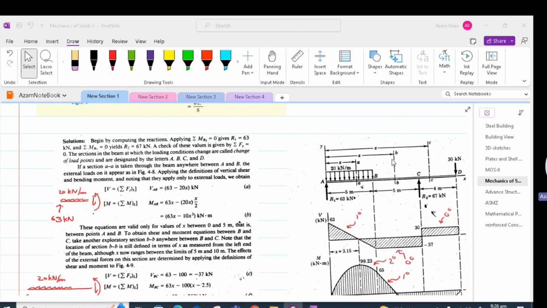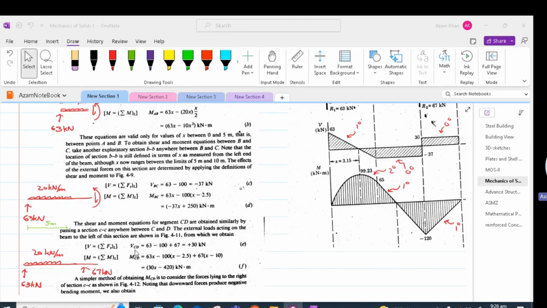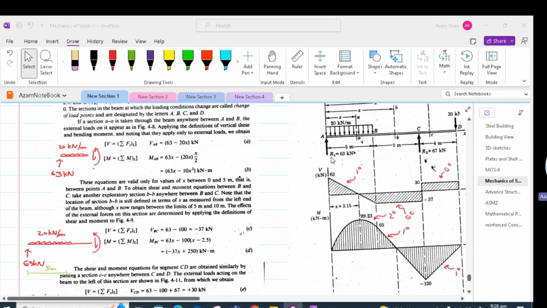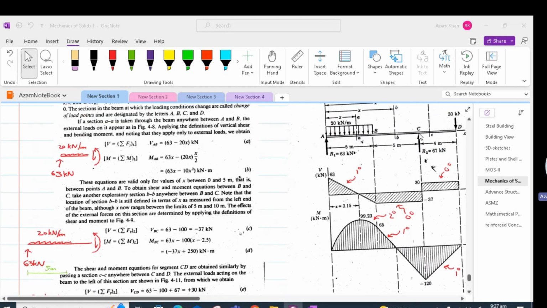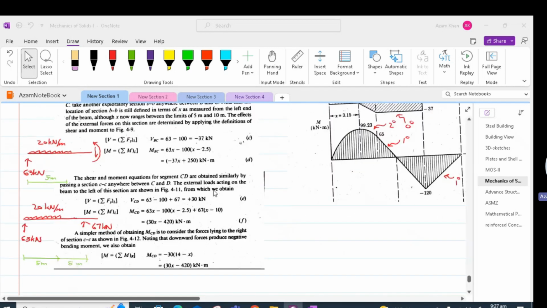The reason we need a new x for section CD is that CD is the region of the beam between concentrated forces. So we get VCD equal to 63 minus 100 plus the reaction 67, which is equal to 30 kilonewton. Again, in CD, there is no variation of shear, so we have a constant value of shear.